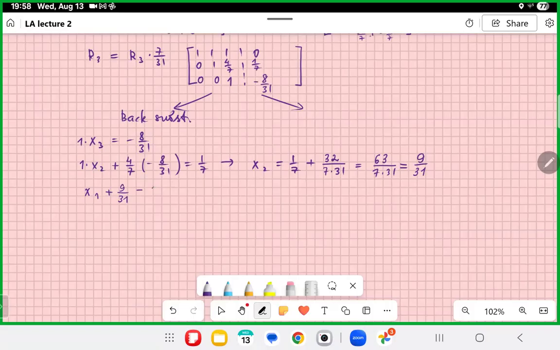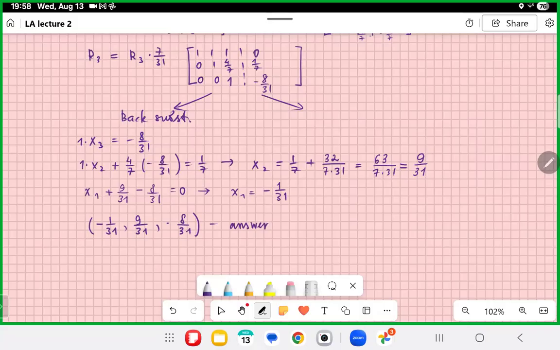x3 minus 8 over 31 is supposed to be equal to 0. Well, obviously I'm going to get x1 equals minus 1 over 31. That's going to be my answer. Now I'm going to set up the answer the correct way. Minus 1 over 31, 9 over 31, and minus 8 over 31. That's my answer.